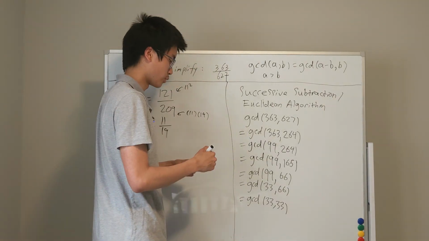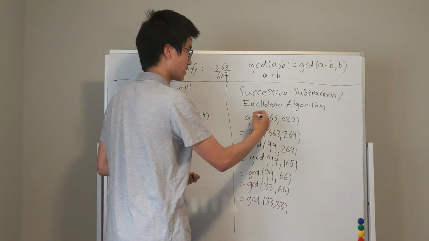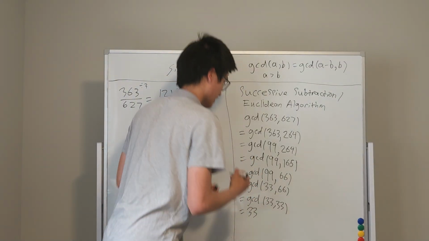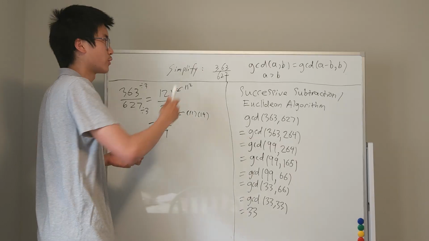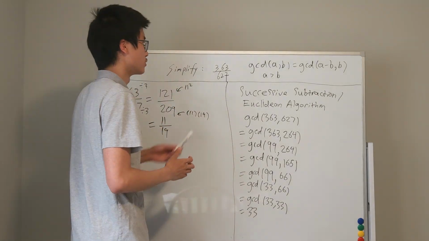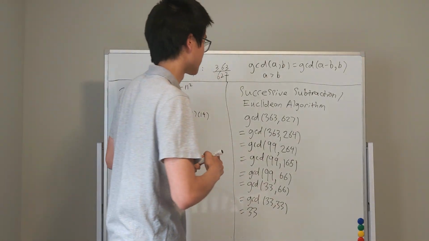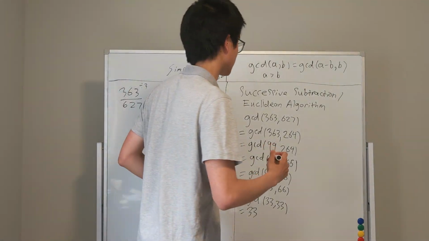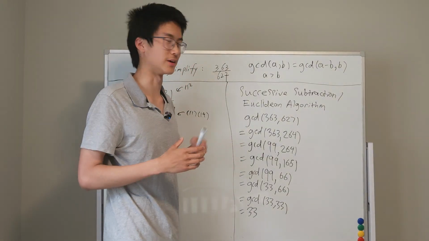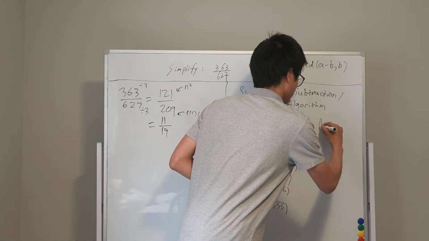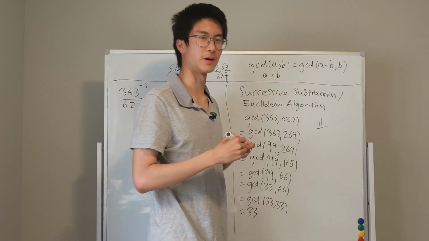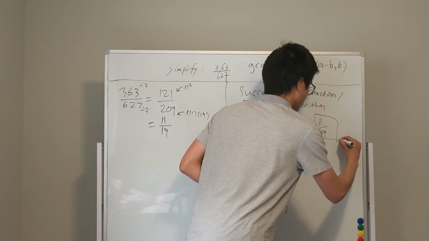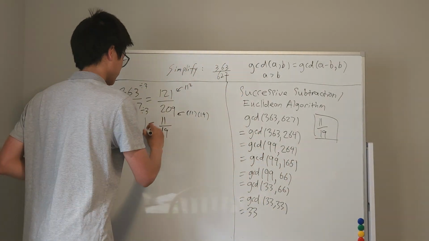So, in other words, the greatest common divisor of 363 and 627 equals 33. This means that both the numerator and denominator will be divisible by 33. So we just have to divide the numerator and denominator by 33. And as a result, 363 divided by 33 gives you 11, and 627 divided by 33 is 19. So you'll get 11 over 19 as your final answer.